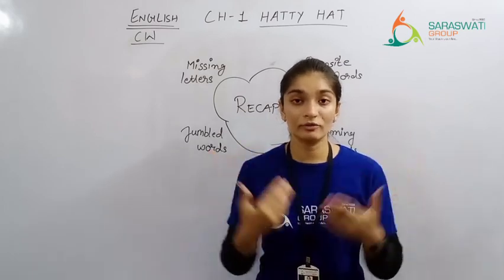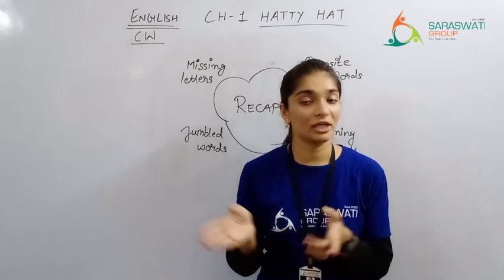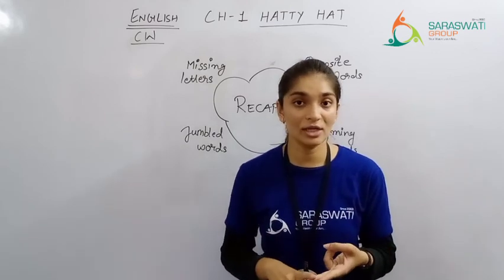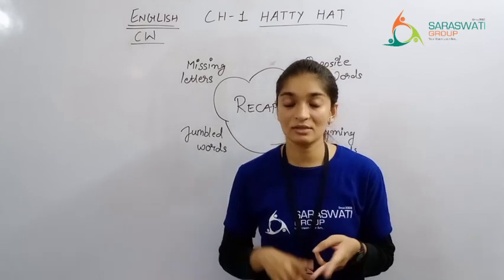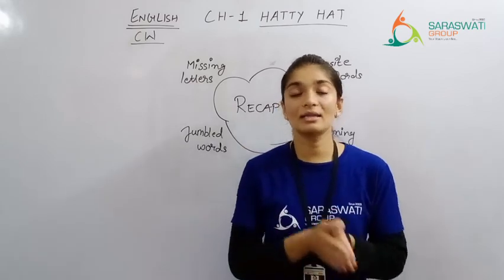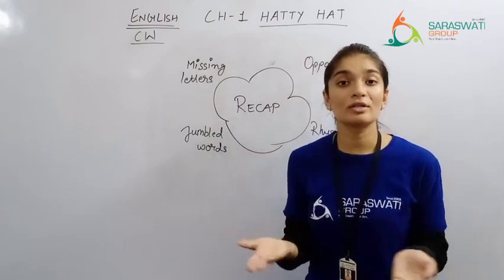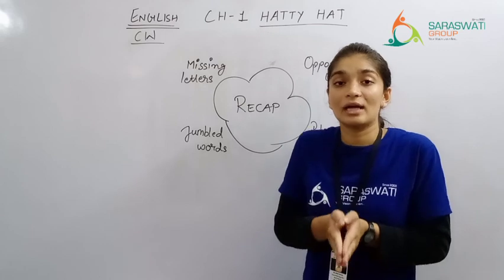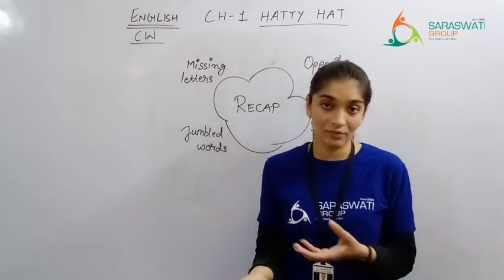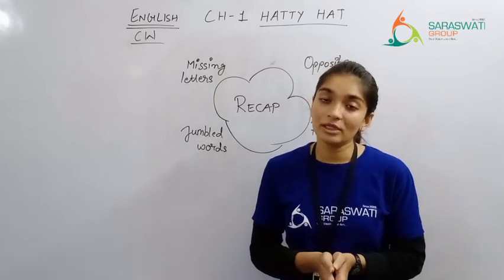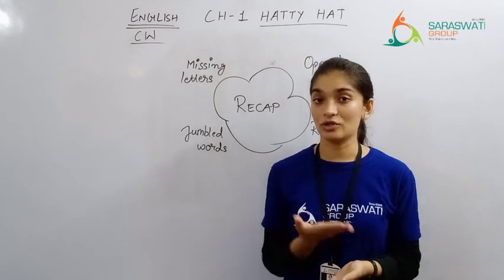So here, our first chapter, Hattie Hat, is almost over, right? We have done the explanation, we learned the vocabulary, chapter explanation is done, then we have written the question answers as well, textual exercises, and then classroom writing is also done, right? So now you are supposed to complete your CWs and just go through the video if you do not get clear with any of the concept. તમે કોઈ પણ concept ક્લિયર નથી તો just go through the chapter and videos of the same.